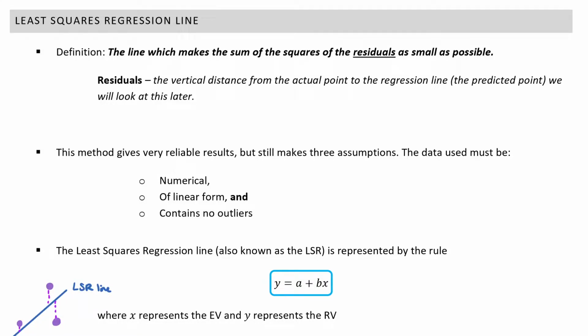Welcome. So in this part, we're going to be introduced to what the least squares regression line is. So what is the definition of it? It is the line which makes the sum of the squares of the residuals as small as possible. Now, if you're reading that and thinking, what on earth does that mean? Do not worry, because we're going to jump straight into a visual to help us understand it.